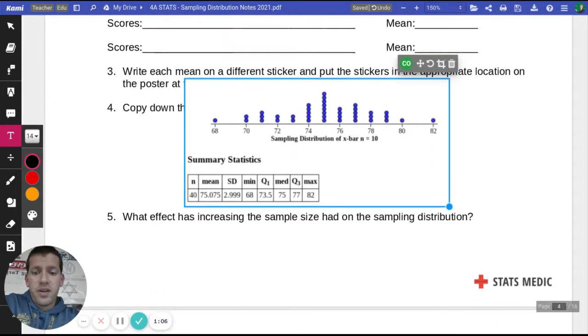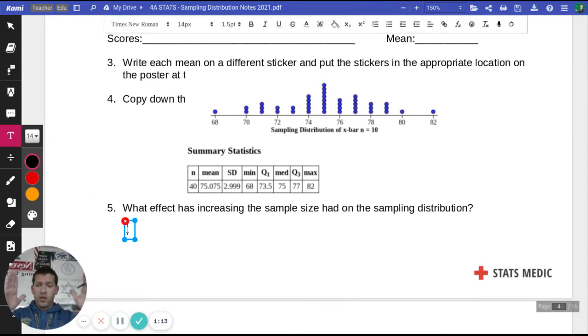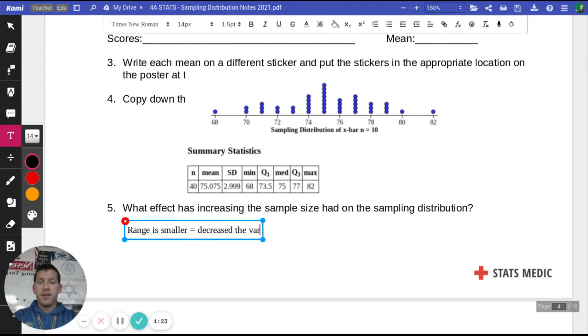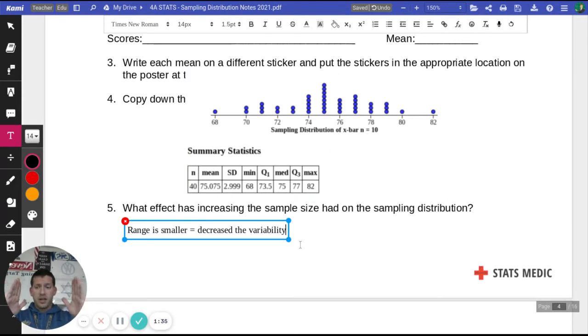So what effect has increasing the sample size had on the sampling distribution? Well, it's kind of shrunk the range down. So our range is smaller, and that means that we have decreased the variability. When we take larger samples, we're going to get closer and closer to the mean, which should be about 75 or 76 right there. So we're compressing all of our values closer to the mean, decreasing that standard deviation as well.